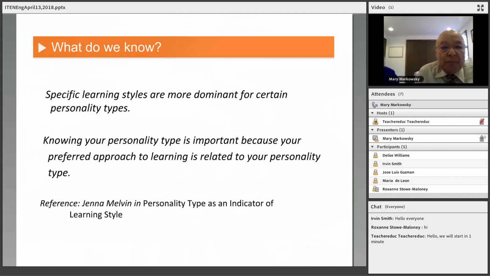What do we know? Specific learning styles are more dominant for certain personality types. Knowing your personality type is important because your preferred approach to learning is related to your personality type.